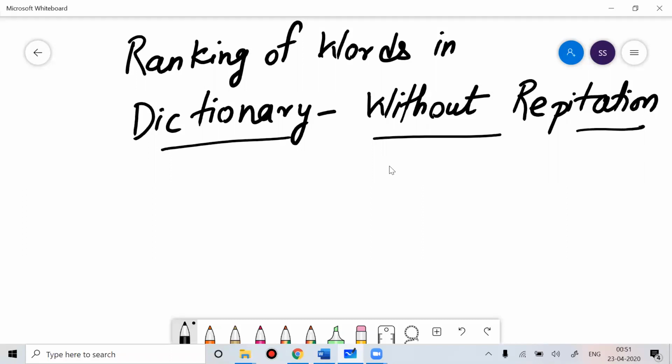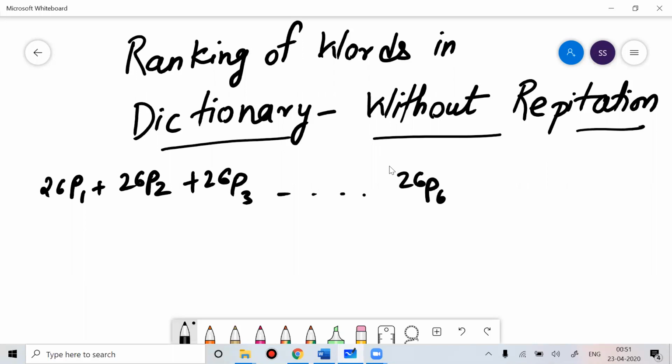So assume that there's a dictionary. Suppose there are 26 alphabets in the dictionary, and the number of words in the dictionary starts from 26P1 plus 26P2 till 26P26. That many words are there in the dictionary. I believe you know about the concept of permutation and combination. So imagine if I ask you how many words are there in the dictionary, with or without meaning. Probably you can say 26P1 plus 26P2 plus 26P3, and so on, till 26P26.